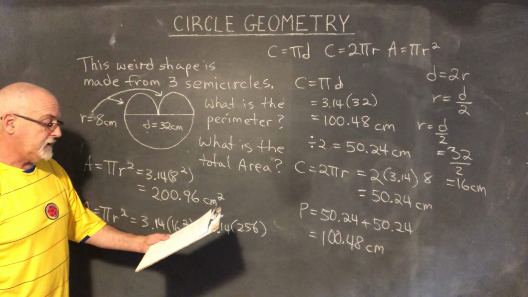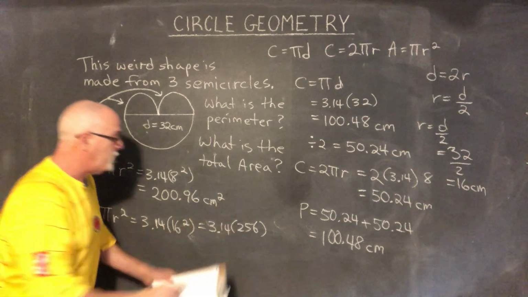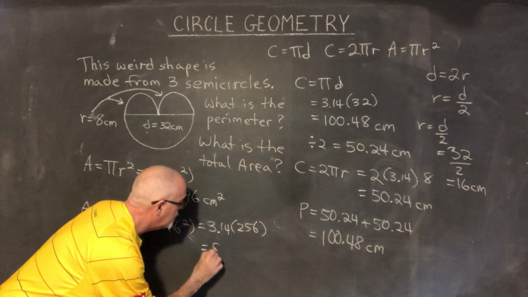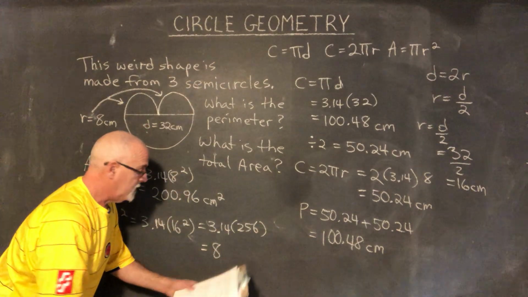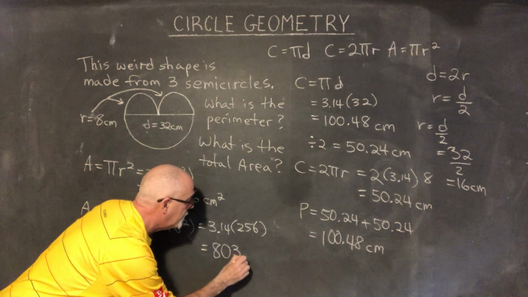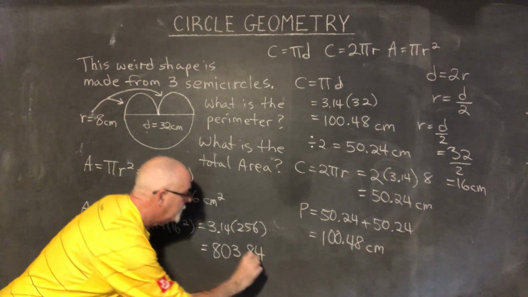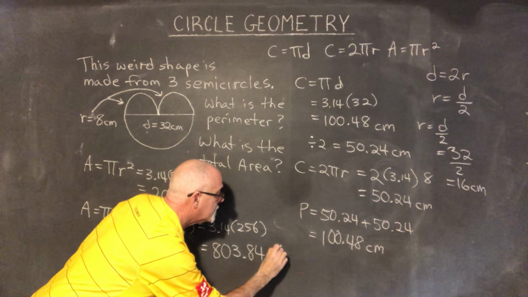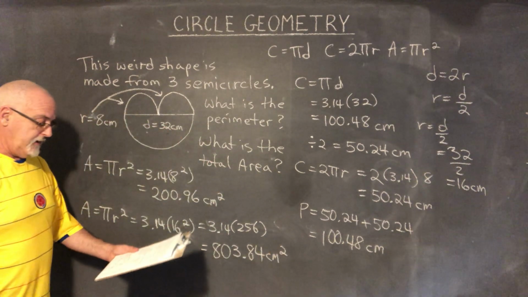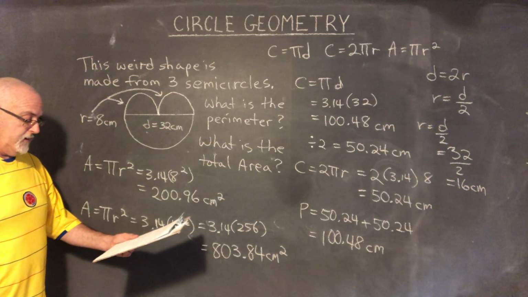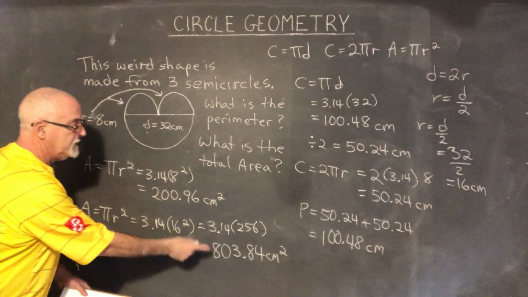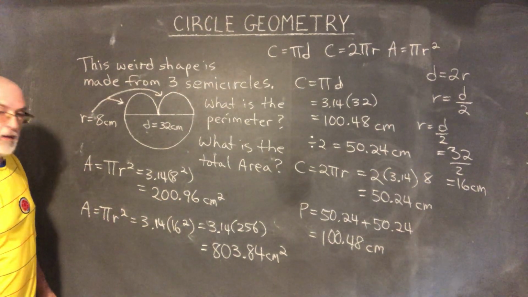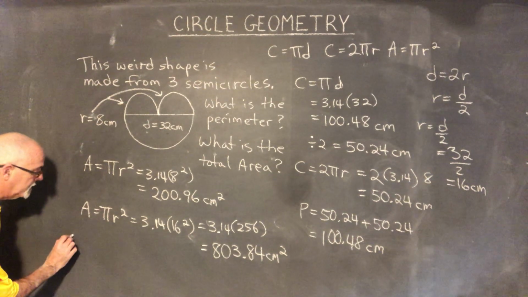And 256 times 3.14 is 803.84. This is all fitting. Make sure that I'm not writing right off the rectangle of the video. 803.84. And that is an area, so it is centimeters squared. The total area, therefore, is 200.96 plus 803.84. Where am I going to put that? Here. I'll do it like this.